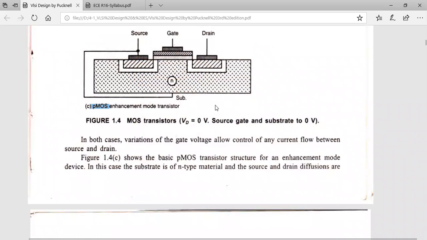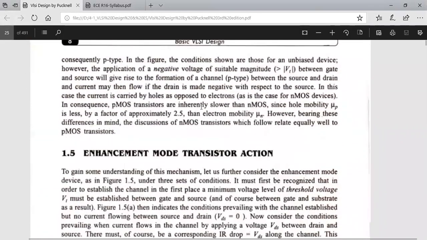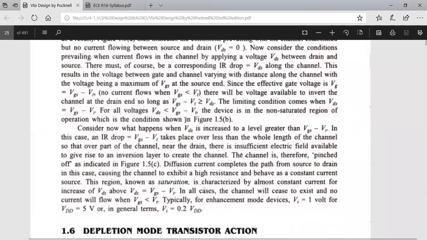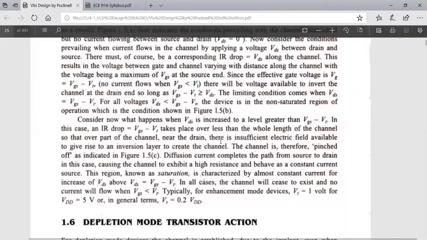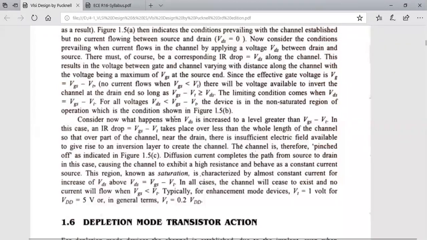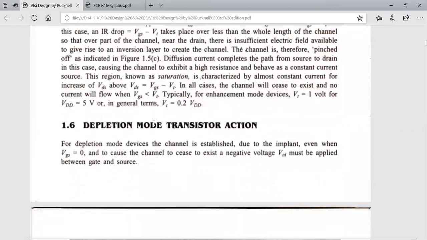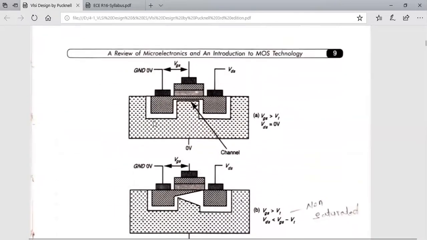So do you get now? So this is the total action explained, right? Gate to source voltage greater than the threshold voltage, indicated with VT. Okay, drain to source voltage. So depletion mode transistor operation and all.